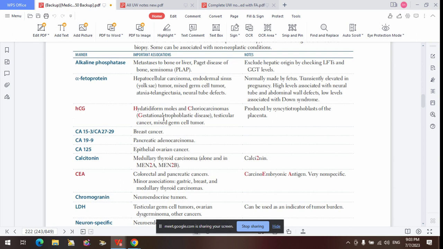HCG or inhibin may be elevated, but alpha fetoprotein is down in someone that has Down syndrome. It's down.